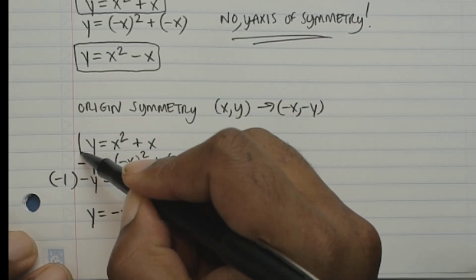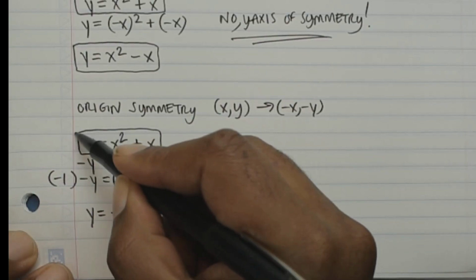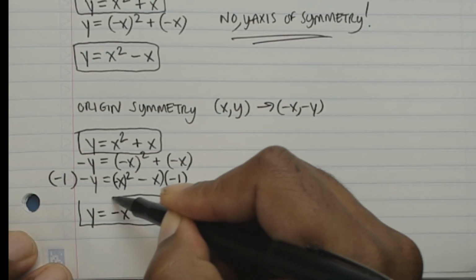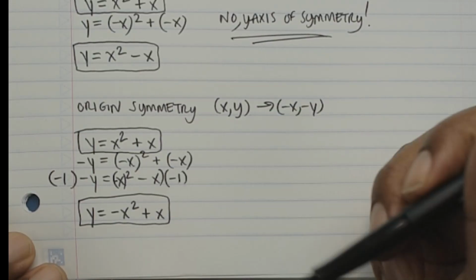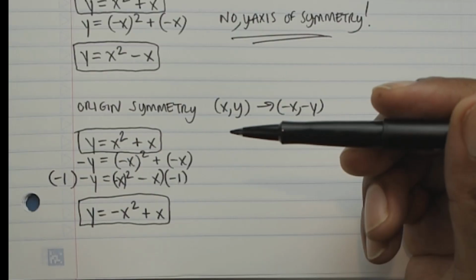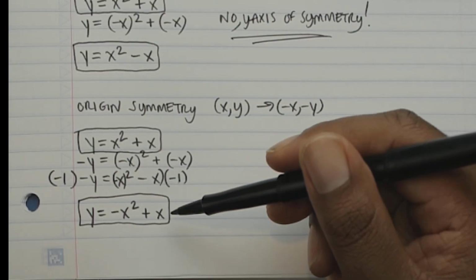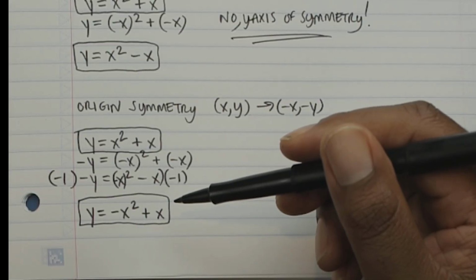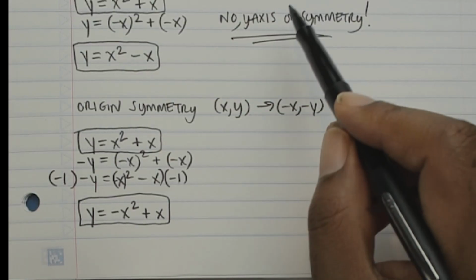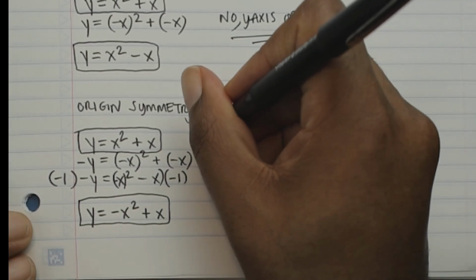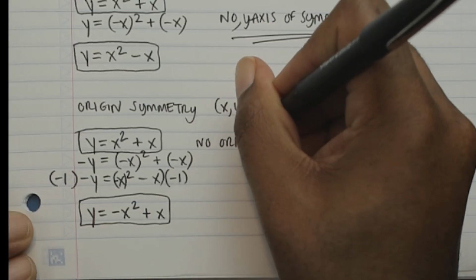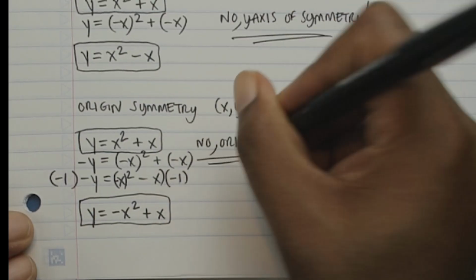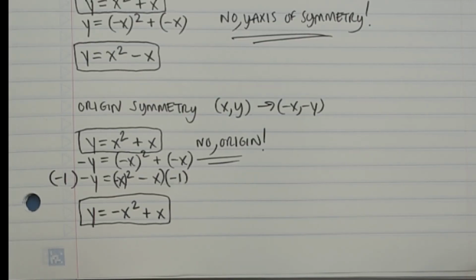So notice we started here and we ended here. So after assessing these two equations, again, this equation is not the original equation. Therefore, there is no y-axis symmetry, and there's no origin symmetry either. So no y-axis and no origin symmetry either.